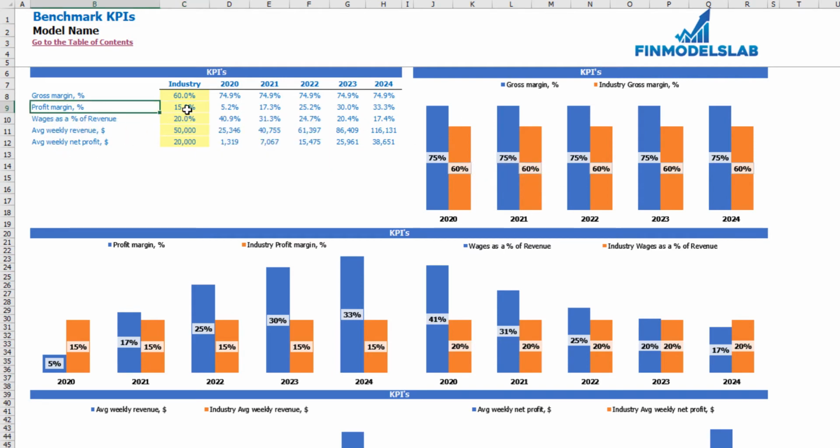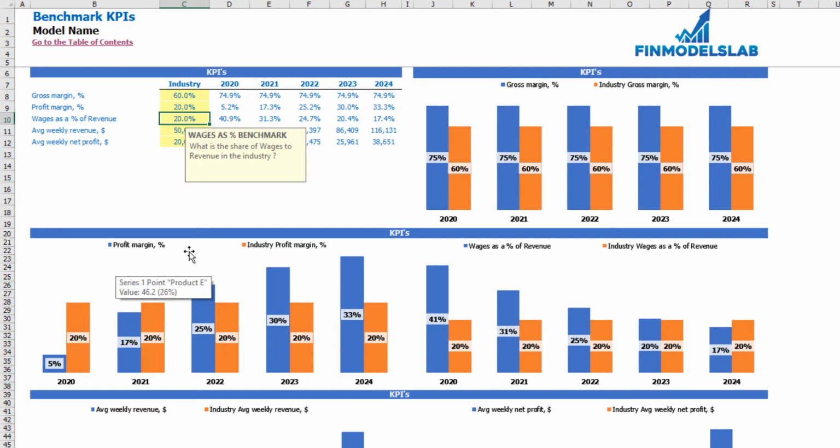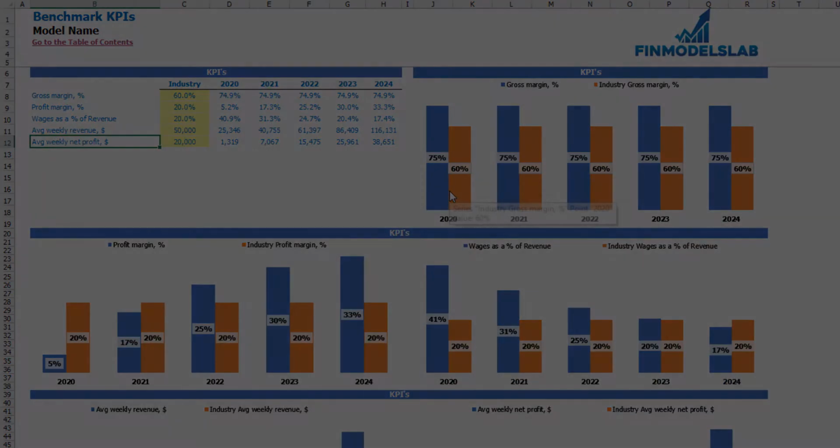The same way you may change profit margin, for example 20%. You may see it on the chart below. For the first 2 years you may find that your profit margin is less than the industry benchmark, and starting from year 2022 you have bigger amounts than the industry benchmark. Also you have wages as a percentage of revenue, average weekly revenue, and average weekly net profit benchmarks.